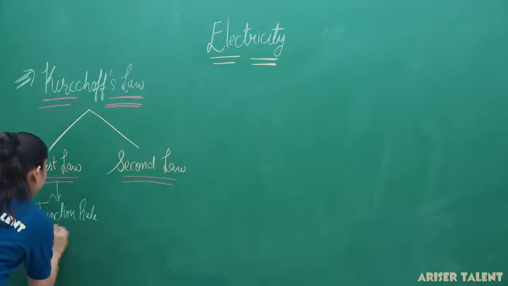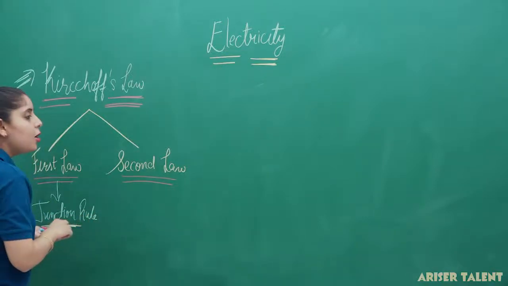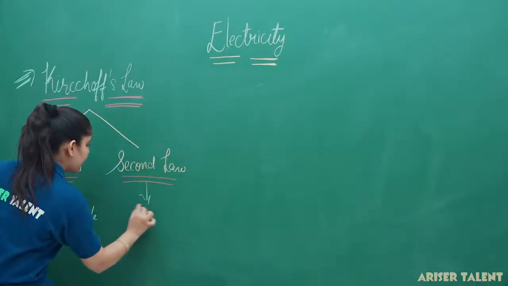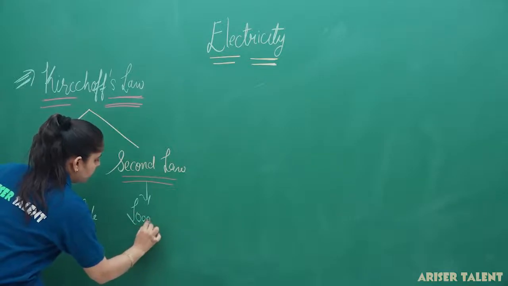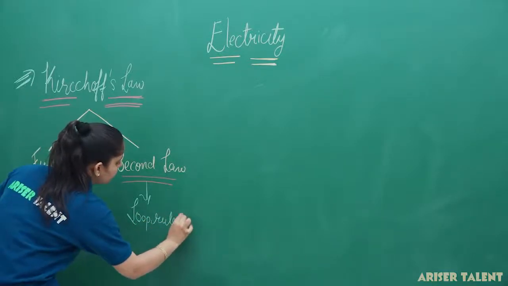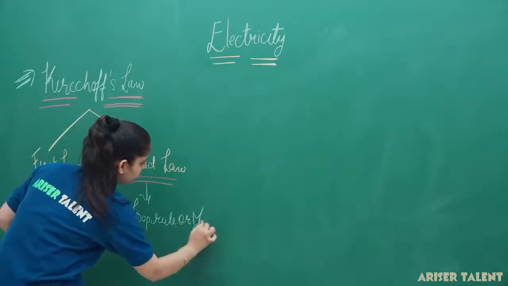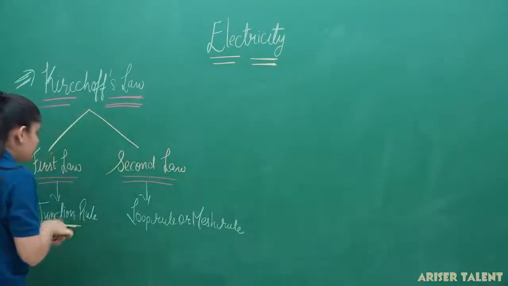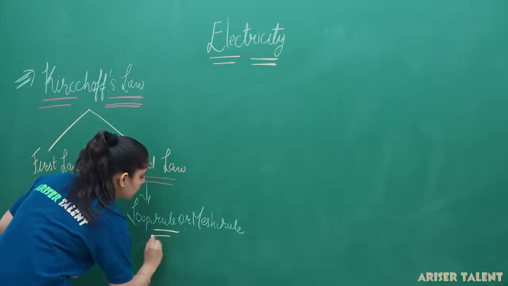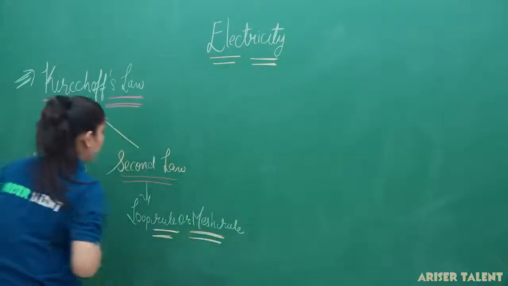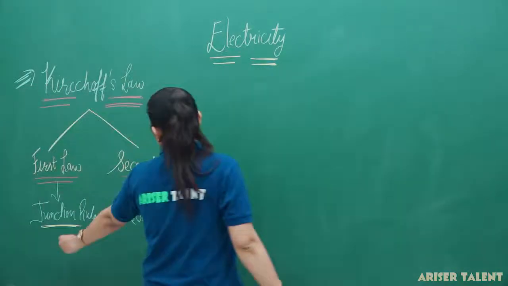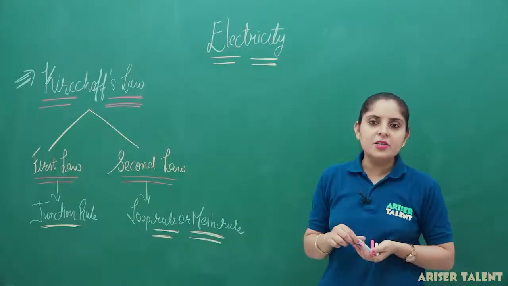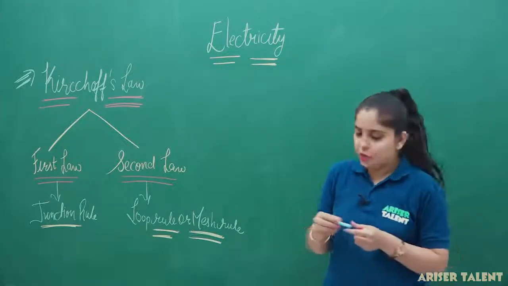And Kirchhoff's second law is known as the loop rule or mesh rule. So, the name of the second law is loop rule or mesh rule. Now, starting the discussion with our first law, that is known as Kirchhoff's first law, which is known as the junction rule.